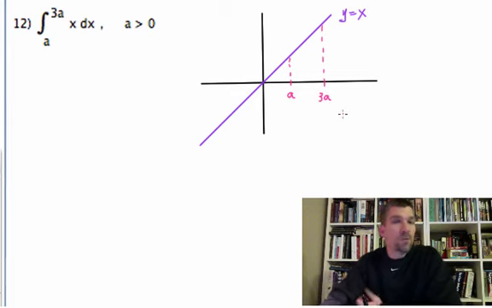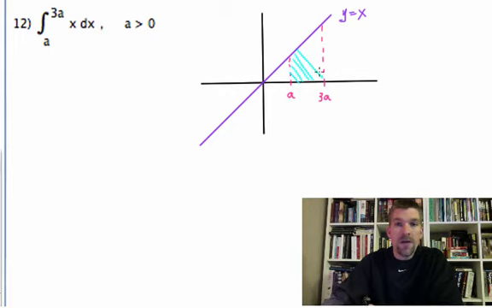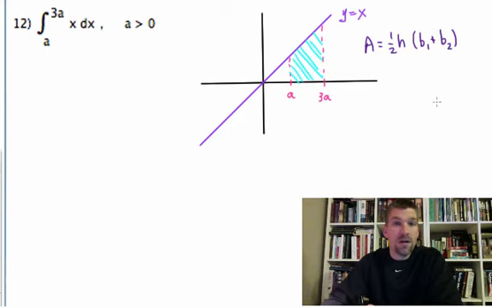Now the question is, what do we do? Well, we evaluate the integral. You can evaluate an integral by finding the area under the curve. And in this case, we have the shape of a trapezoid. The area formula for a trapezoid is 1/2 height times base 1 plus base 2. There's your area of your trapezoid, and that's the shape that we've got.